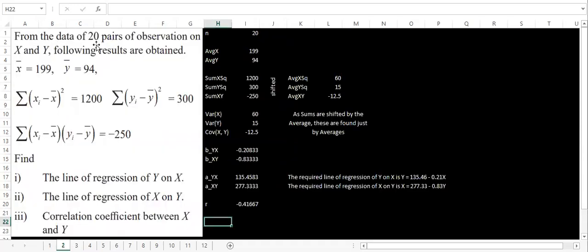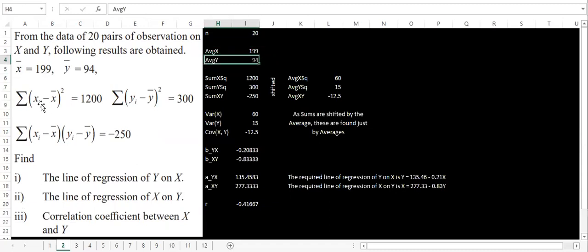From the data of 20 pairs of observations on x and y, the following results are obtained. X bar is 199. So again, we have 20 data points, so our n is 20 and x bar is 199. So the average value of x is 199. Y bar is 94, so we have the average value of y as 94.